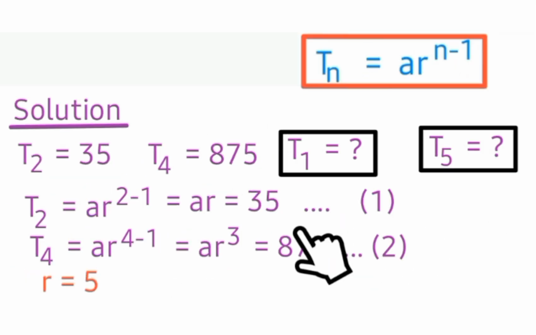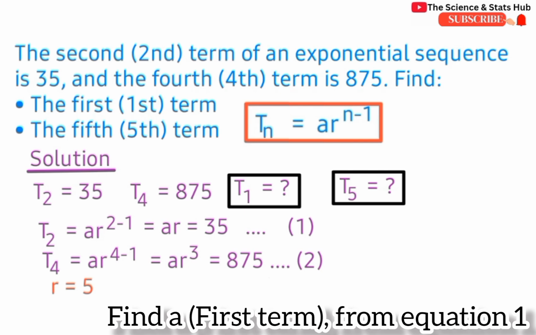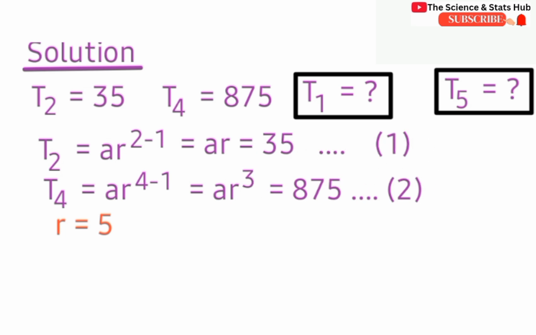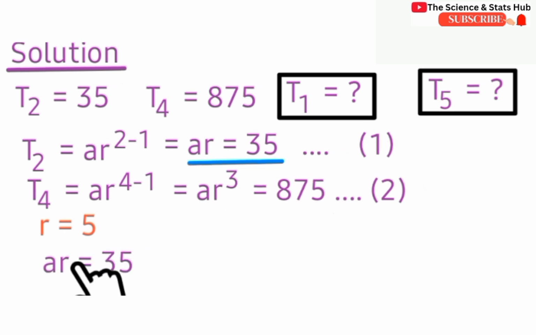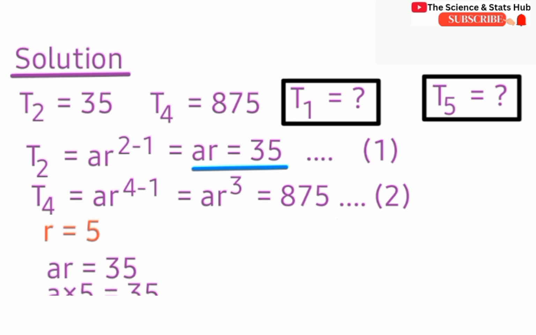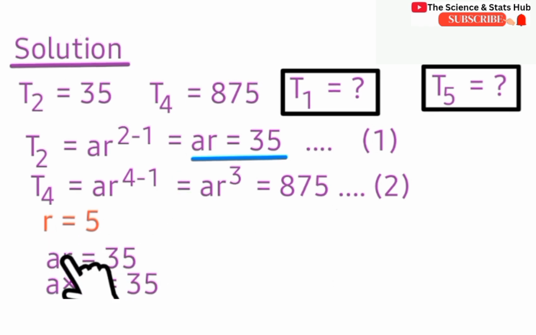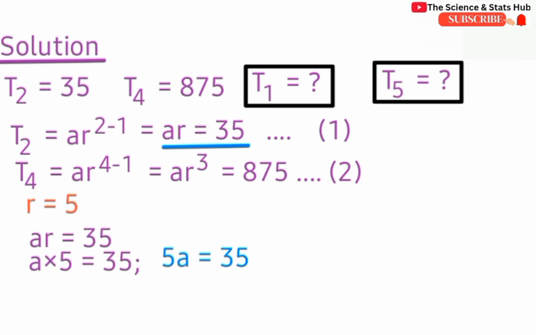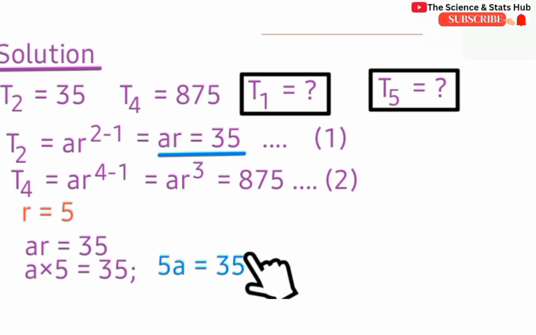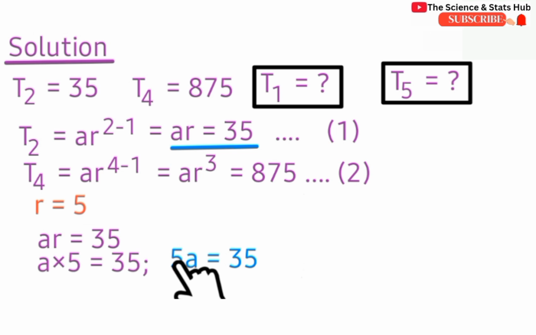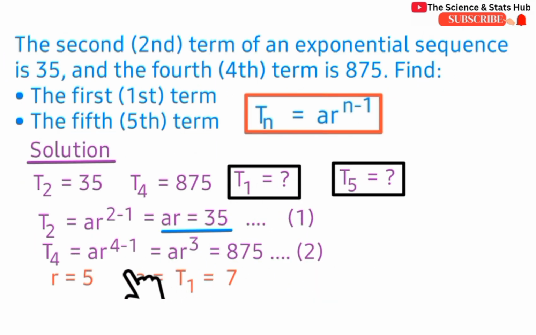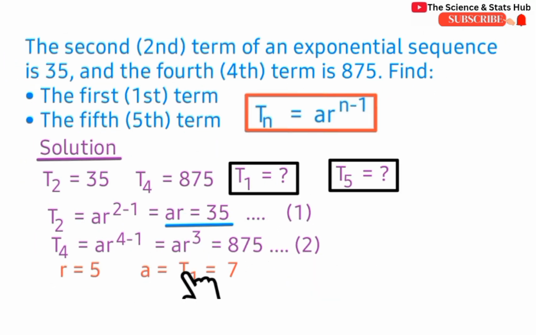Now we've gotten the value of R. Proceed to finding the value of A, that is T1, the first term, from equation 1. Equation 1 is AR equals 35. Now we'll fix the value of R being 5 into this equation. A multiplied by R, R is 5, equals 35. 5 times A, 5A equals 35. A value will be 35 divided by 5, which is 7. So we succeeded in finding the value of the first term, T1.